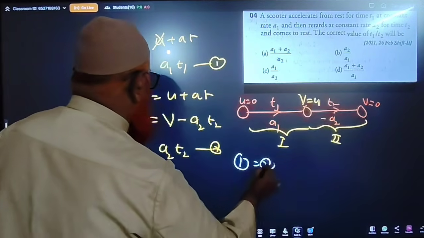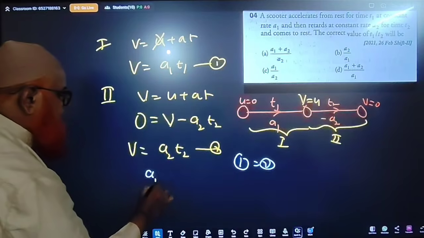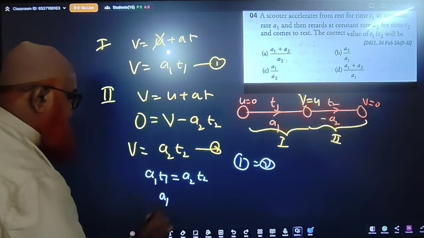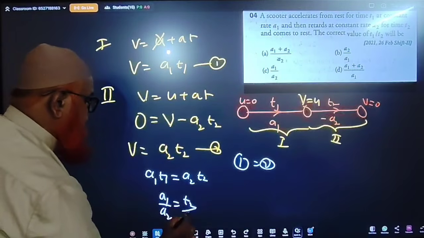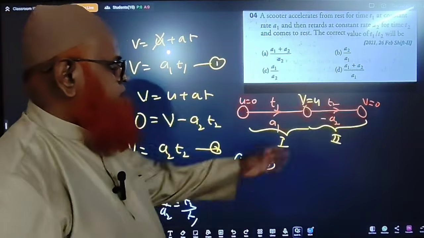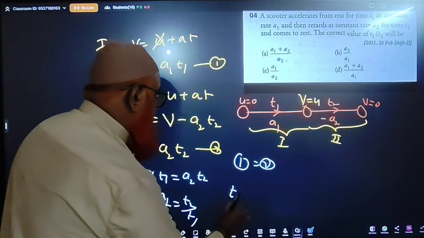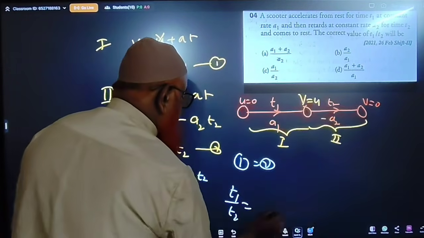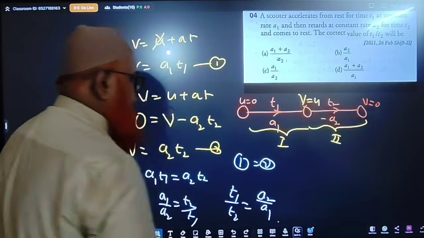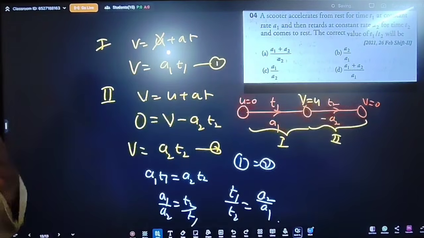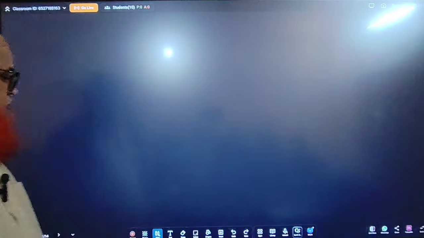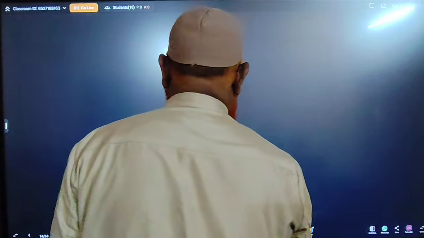So 1 will be equal to 2 here. That means what do you understand? a1 t1 is equal to a2 t2. That means a1 by a2 is going to become t2 by t1 as the ratio. So t1 by t2 is equal to a2 by a1, sorry, inverse relation. Inverse relation. So the second option is going to be your answer. Understood what I am saying now? Okay, so the next problem.